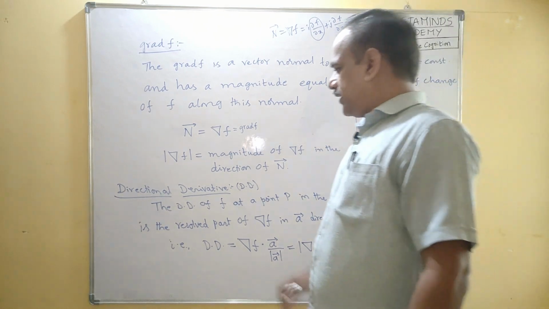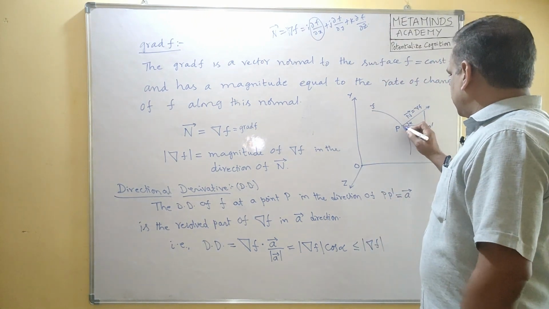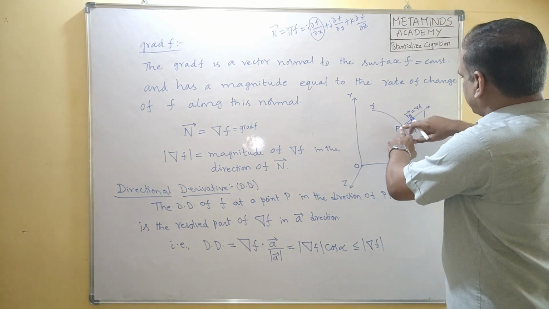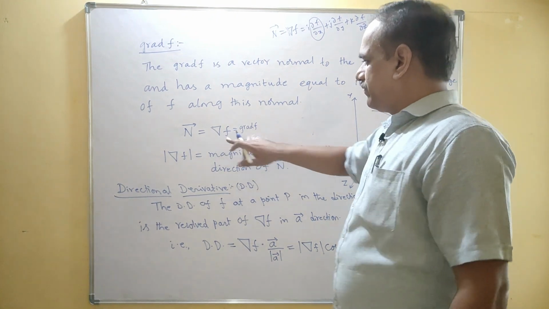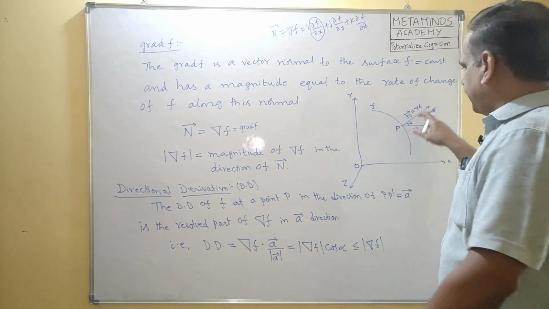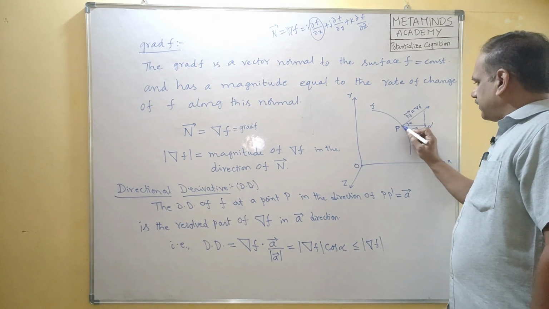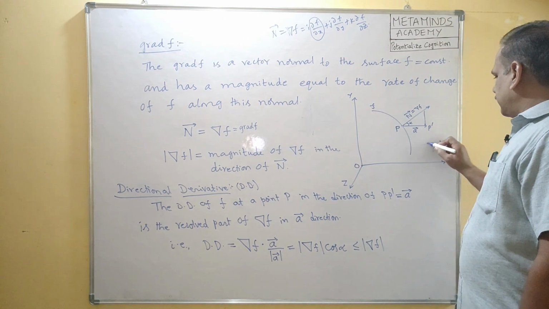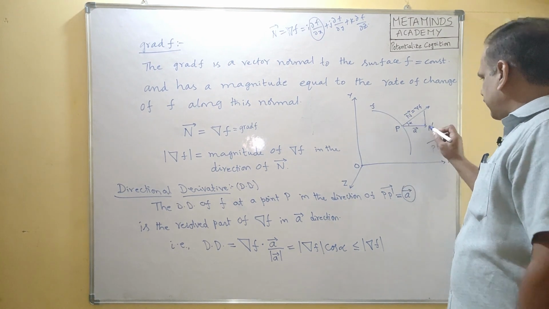Then how do you find the directional derivative? What is the concept of directional derivative? By default, del f is the derivative of f in the direction of normal. But if you want to find the derivative of f in another particular direction, you take from P to P dash, which is another vector, denoted by a bar.